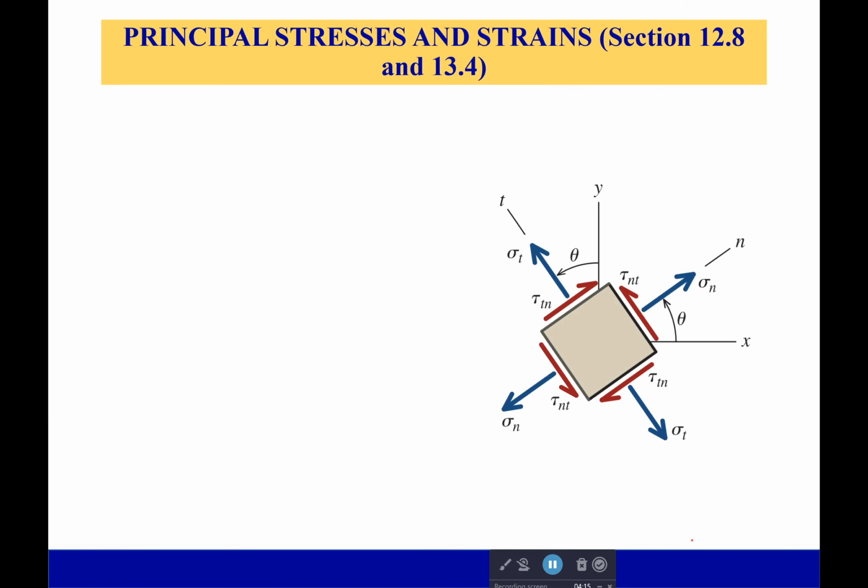Okay, so I think we'll stop here. We'll jump back into it next time with principal stresses and strains, which is a wonderful and interesting concept.